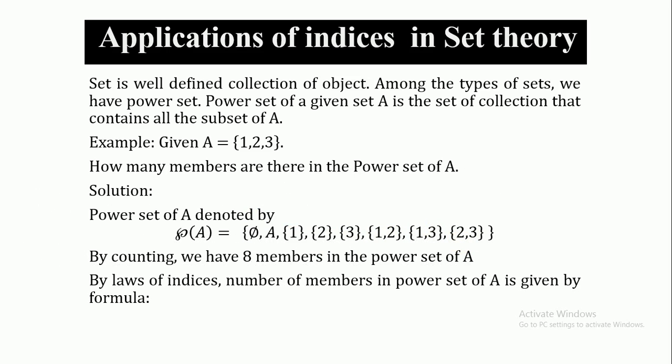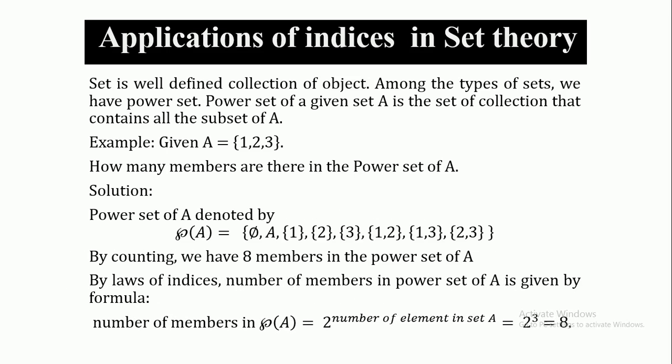By the laws of indices, we can demystify this problem using a formula. The number of members in the power set of A will be 2 raised to the power of the number of elements in set A. The elements in this set A are 1, 2, 3. We have 3 elements. It's not because I'm having the numbers 1, 2, 3; I'm counting in terms of the number of elements. So this is 2 raised to the power 3, which is 2 times 2 times 2, which is 8. And this is the same answer we got when we listed the members of the set and counted.